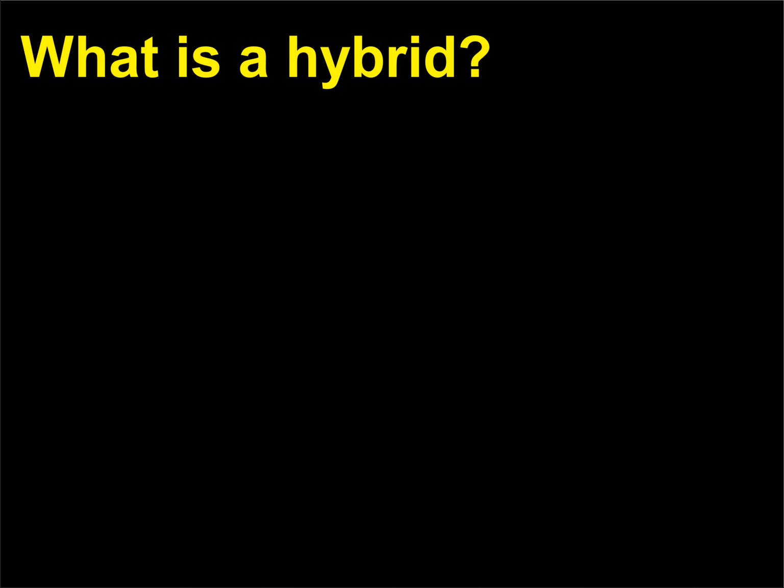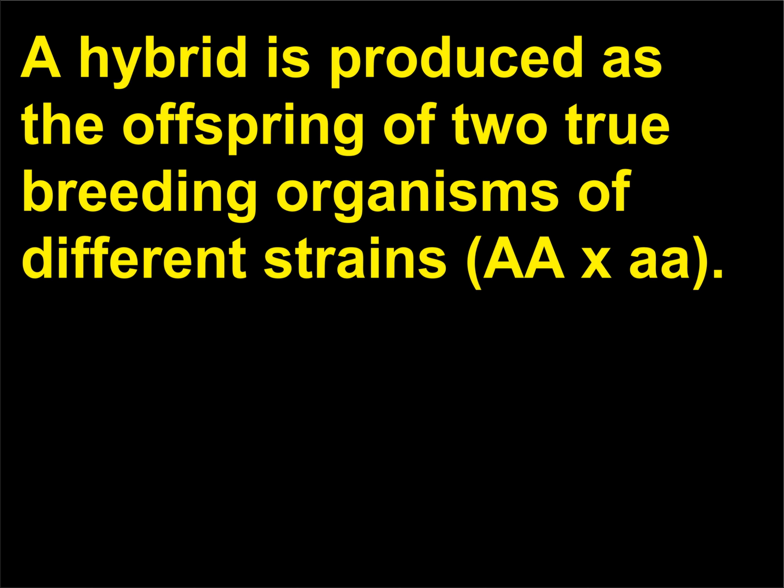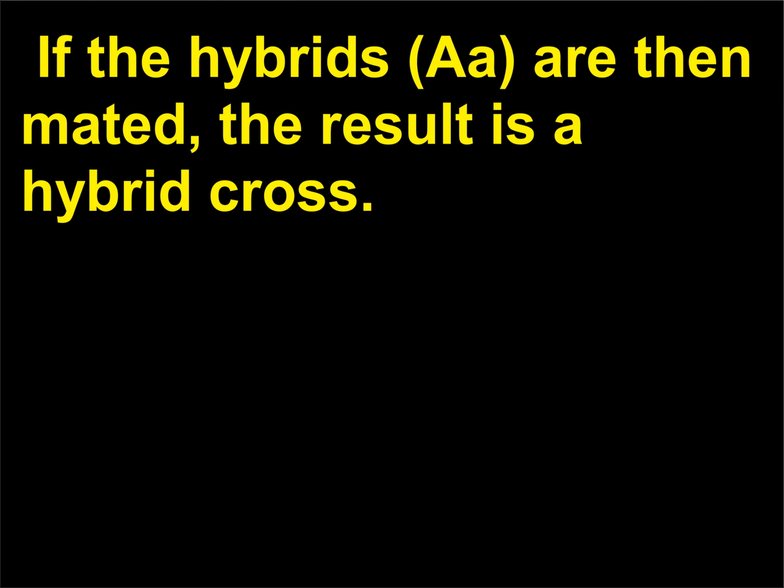What is a hybrid? A hybrid is produced as the offspring of 2 true breeding organisms of different strains, AA × aa. If the hybrids, Aa, are then mated, the result is a hybrid cross.